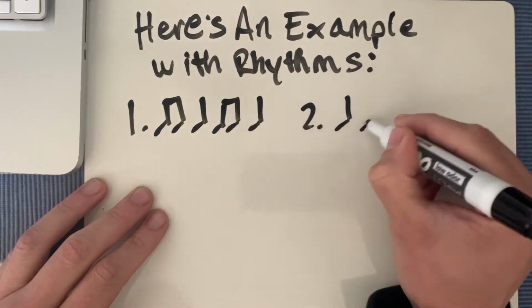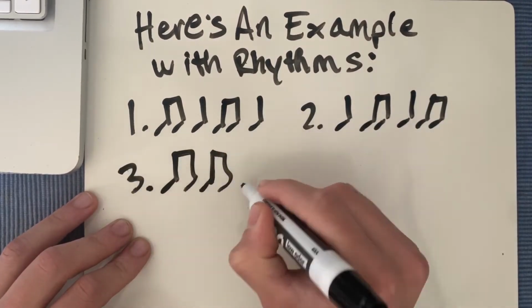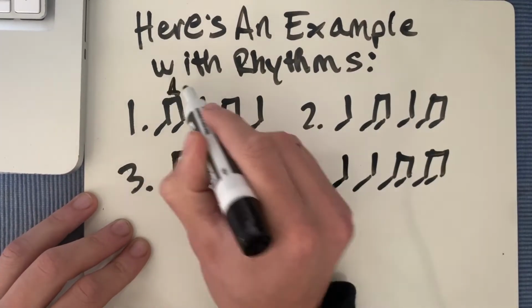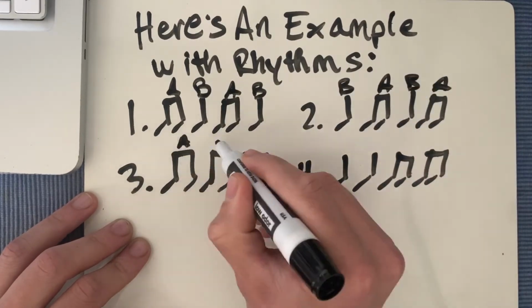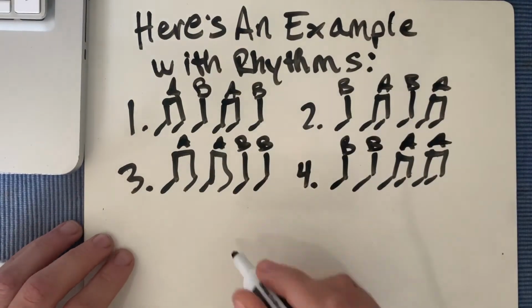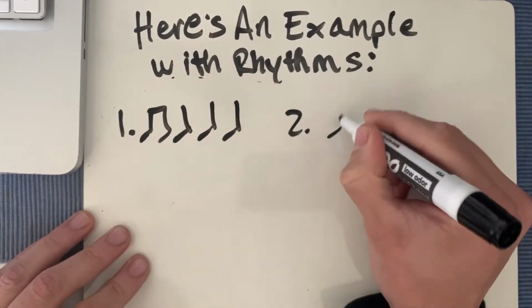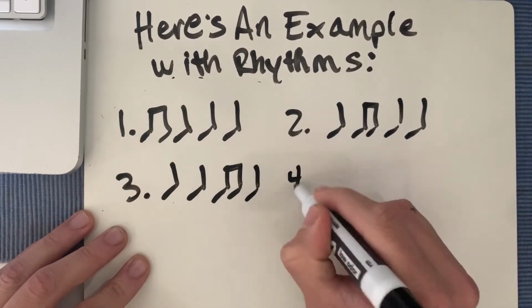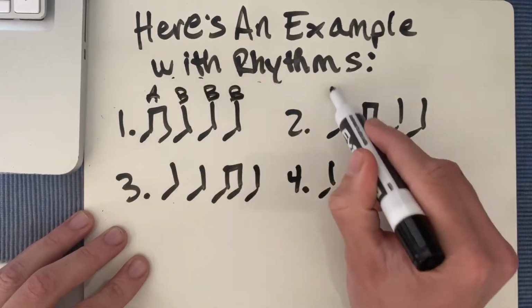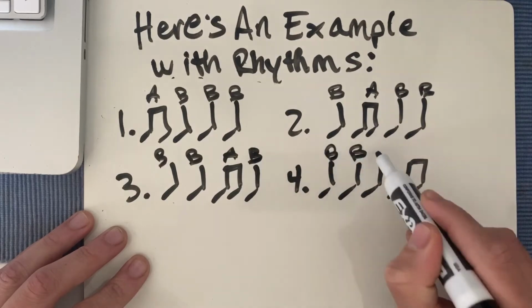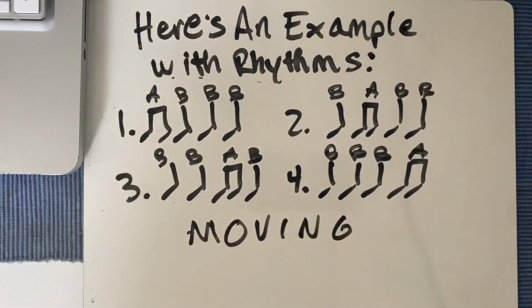In this example, which is reversing, our A's are eighth notes and our B's are quarter notes. And we'll keep the same values for a moving grid. This time, though, our eighth notes are moving through the quarter notes. They move from beat 1 to beat 2 to beat 3 and beat 4.